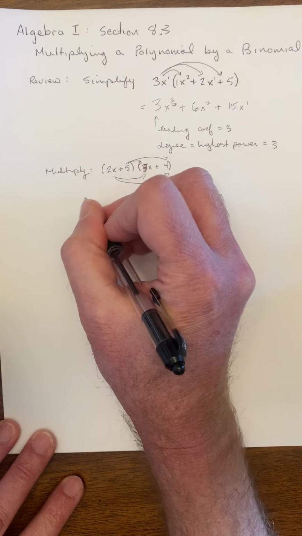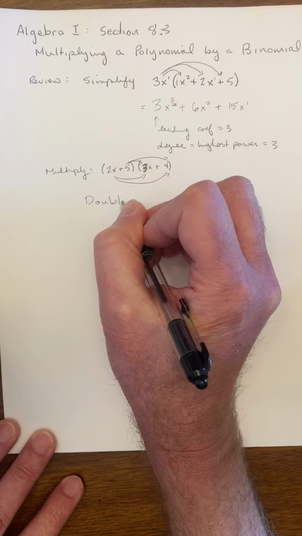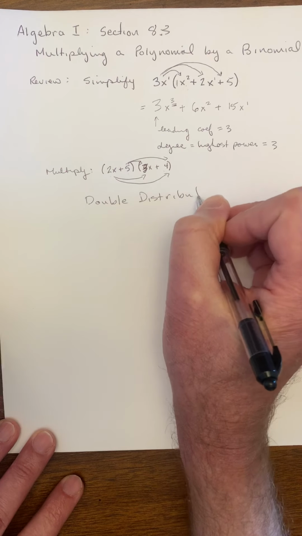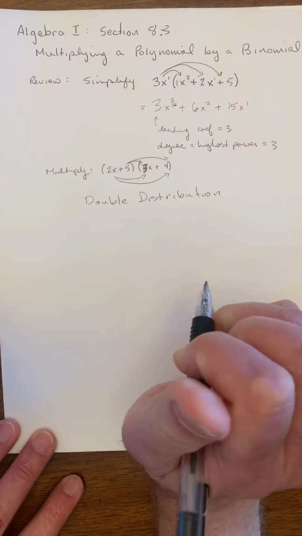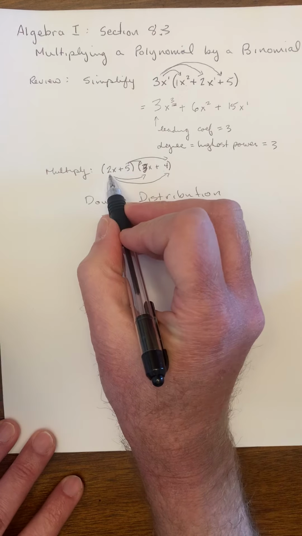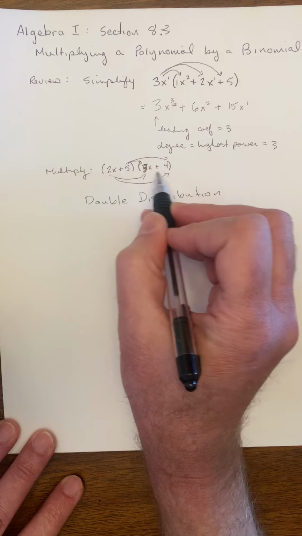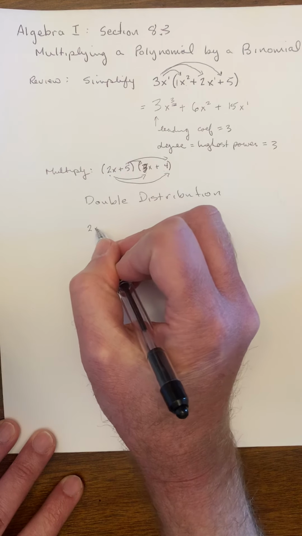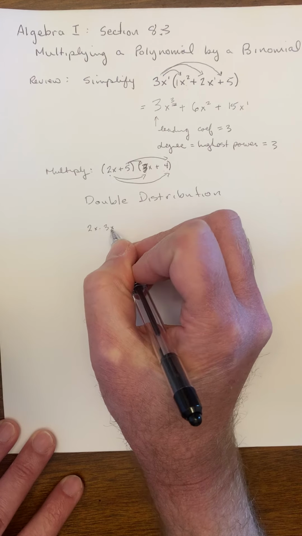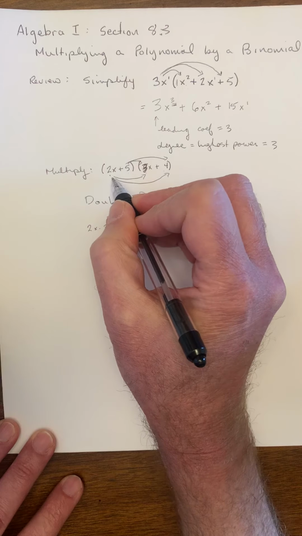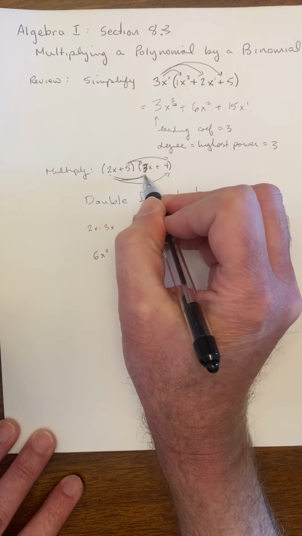I sometimes call this double distribution because you're really having to use the distributive property twice. So let's do that. First of all, let's take the 2x times both things in here. So first we're going to do 2x times 3x, which gives us 6x squared. So that was this first one right here.